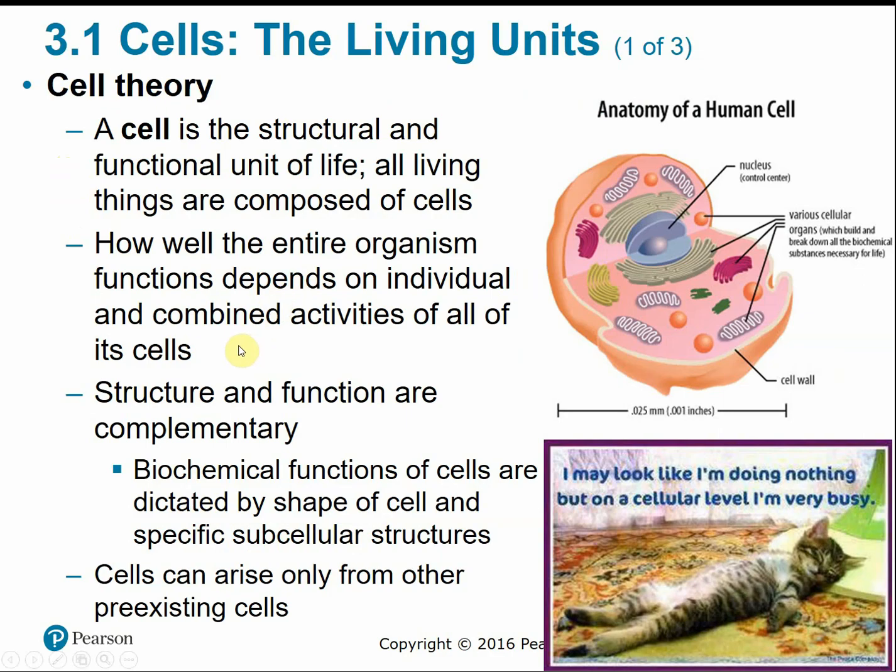So remember, kind of the recurring theme in anatomy and physiology is that structure and function are complementary, meaning that the function of cells is going to be dictated by their shape. Cell theory also states that cells can only arise from other pre-existing cells. So we don't have just a spontaneous generation of cells. So living things have to come from other living things.